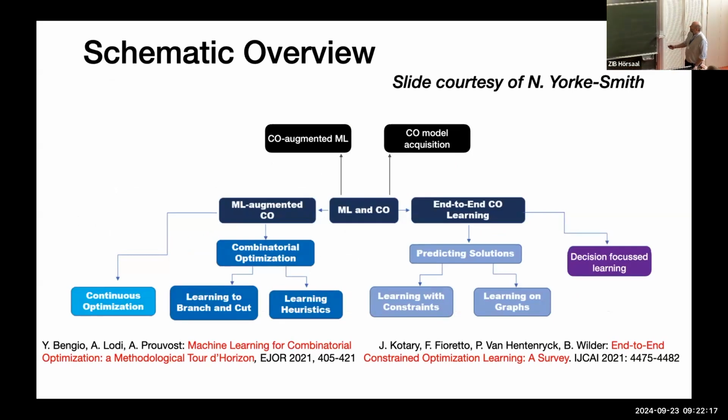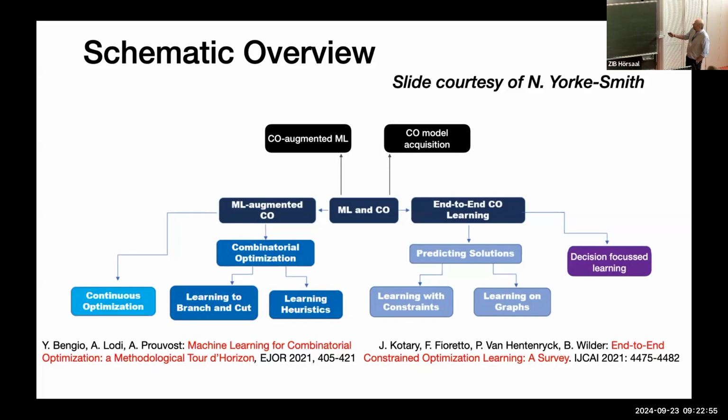This is a schematic overview of how much interaction there has been between combinatorial optimization and machine learning. This is a slide that I borrowed from Neil. There have been 2 surveys relatively recently, because the field goes so fast that I wouldn't say the survey that I wrote with Yoshua Bengio and our student Antoine Prouvost is the state of the art anymore. But these 2 surveys have been influential in picturing what was going on at the beginning.